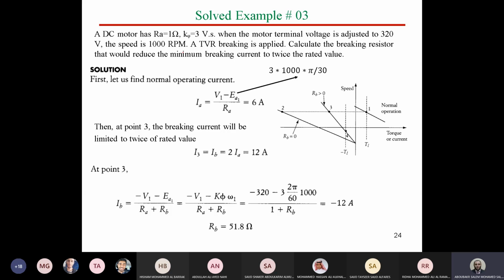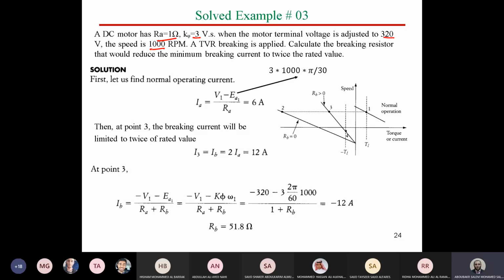A DC motor has armature resistance of 1 ohm. KFI is 3 volt second. When the motor terminal voltage is adjusted to 320 volt, the speed is 1000 RPM. So up till now, this is considered as motoring operation, normal operation. Why is it given? We said before, in order to calculate the motor constant, we need an operating load condition. So this is the operating load condition here. This is the value of volt, and this is the value of speed in order to obtain KFI.